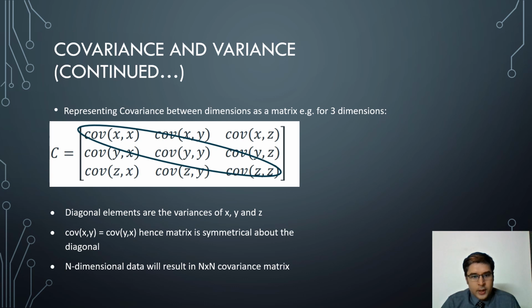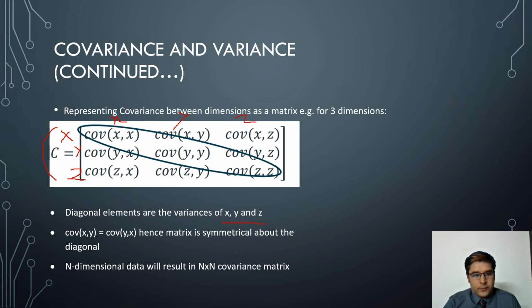Representing covariance between dimensions as a matrix, for example for 3 dimensions we have C as this matrix here, which is a matrix of covariance between dimensions. So here this is x, y and z on the column side and the same x, y and z on the row side. This is a 3 by 3 matrix between the dimensions.